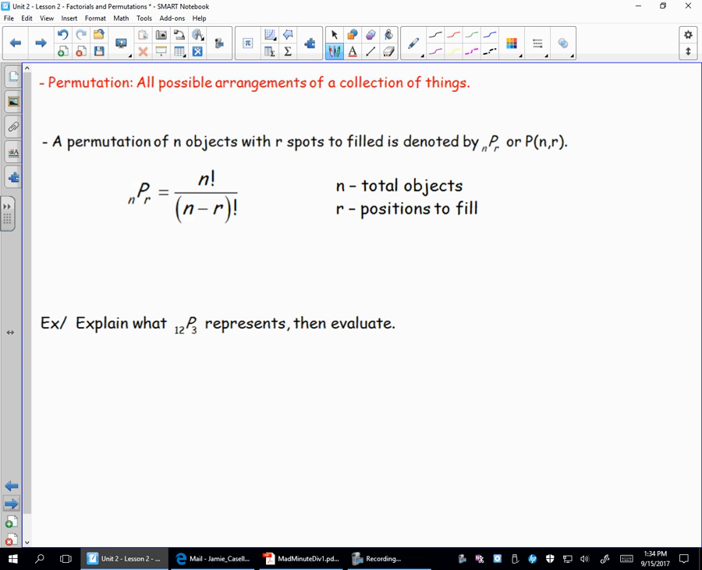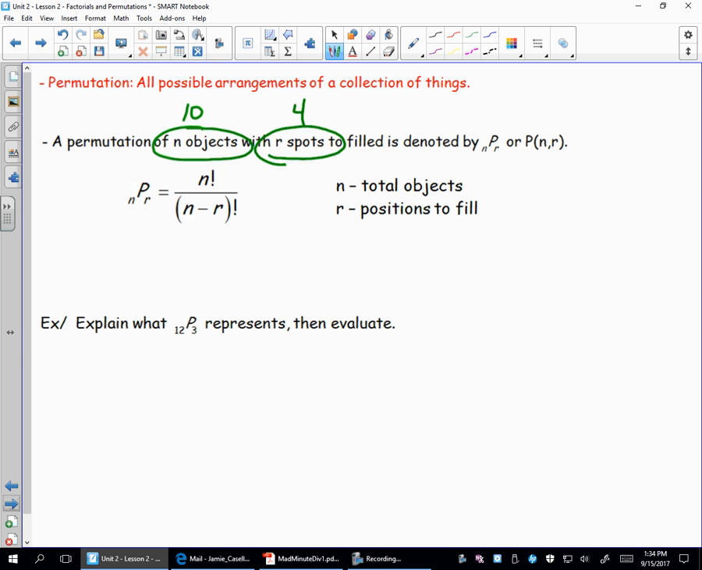Okay, so if there's n objects altogether, we're going to fill r spots. So for instance, we have 10 people, and we want to put 4 of them in order. The first 4 spots. Who's going to be first, who's going to be second, who's going to be third, who's going to be fourth? Well, I don't want to do 10 factorial anymore, because I don't need all of the people. I only need 4 spots.